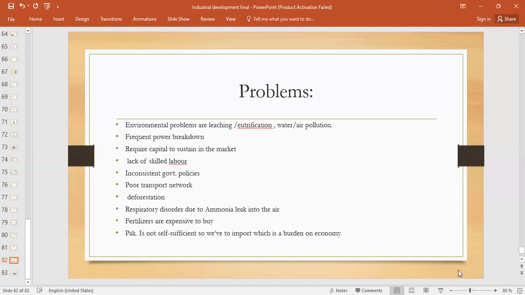The next is that it definitely requires capital to sustain in the market, right? Inconsistent government policies are also there. Definitely, those are also problems faced by fertilizer industries.